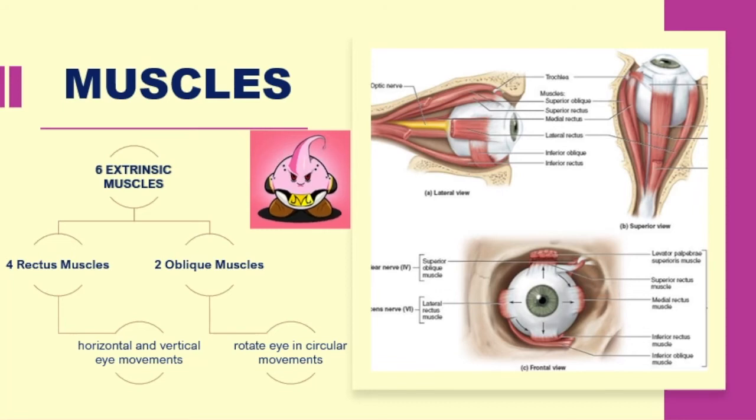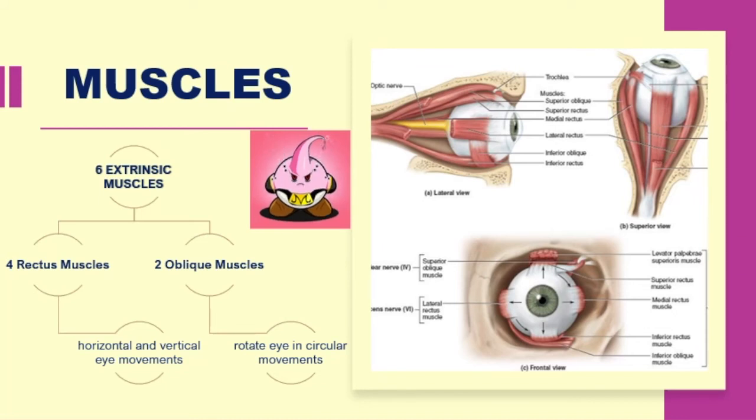So your rectus muscles, class, are in charge of your horizontal and vertical eye movement, whereas your 2 oblique muscles would be the ones to rotate the eye in circular movements. Okay, so let's talk about your superior oblique. Now, your superior oblique would allow the eyes to look out, meaning it would allow your eye to move toward the temporal side. It also allows for downward movement.